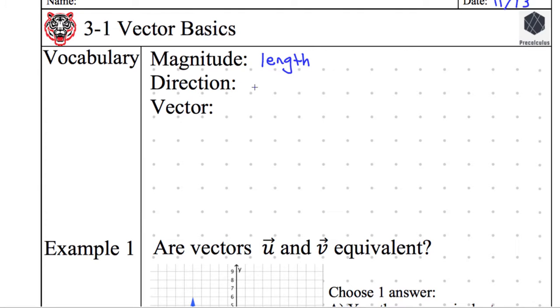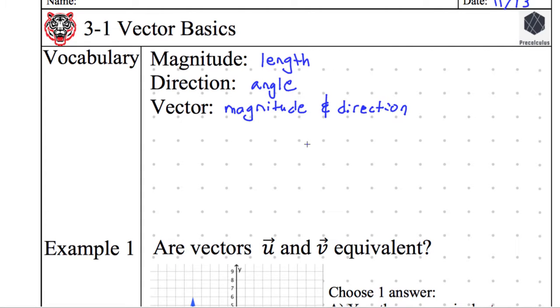And then direction. So direction just affects the angle. Are you going forwards? Are you going backwards? Are you going to the right? Are you going at 30 degrees? Are you going negative 13.5 degrees? It's the angle. So when you put these two together, magnitude and direction, you get a vector. So a vector just has magnitude and direction. If I put them together, you get a vector.